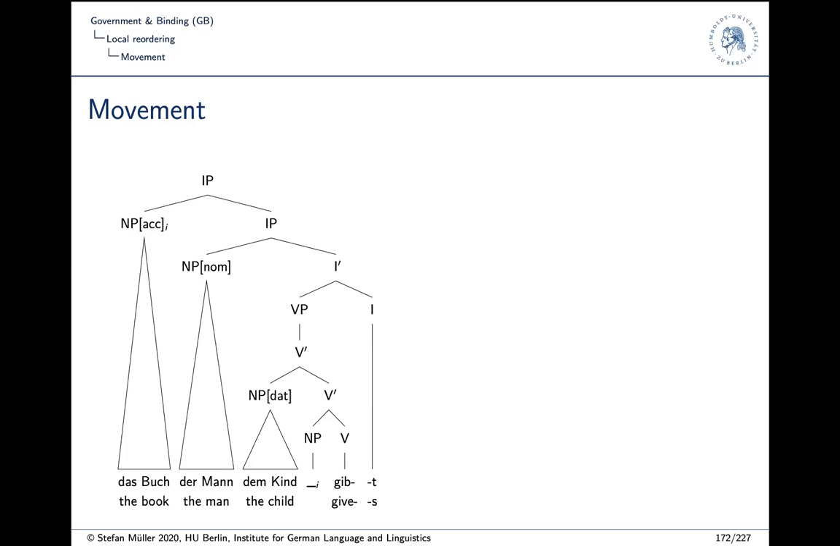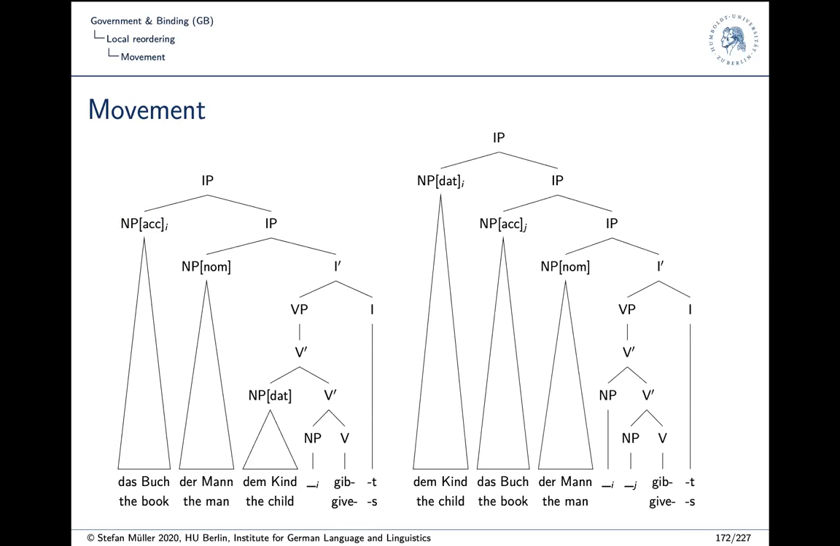Let's have a look at the movement approach. We have Das Buch der Mann dem Kind gibt. Here this is a dative NP, and that would be the place of the accusative NP. And here you see a trace, and the NP Das Buch is moved to the left and adjoined to IP. So we have an IP here, and then we have a new IP node and the accusative in front of that. If we have an example with both of the objects in front of the subject, we get the stacking here. So first we have to move the accusative, it attaches here, and then the dative attaches here.